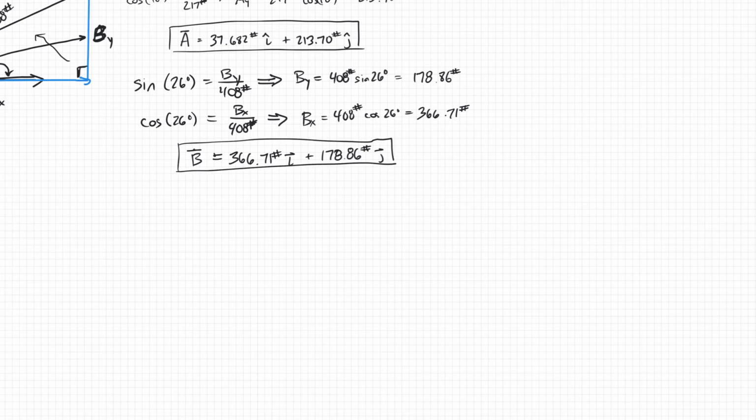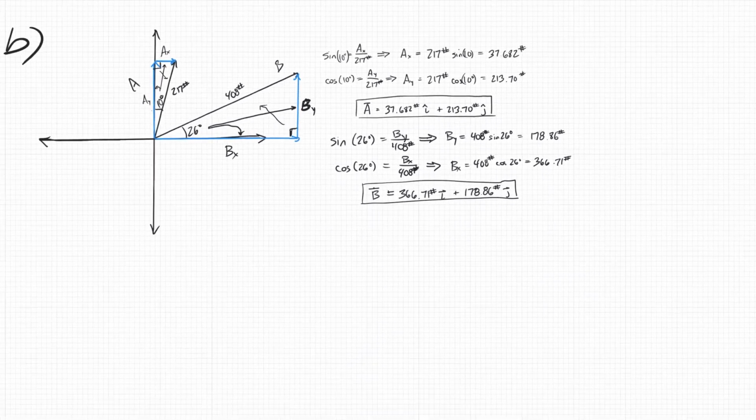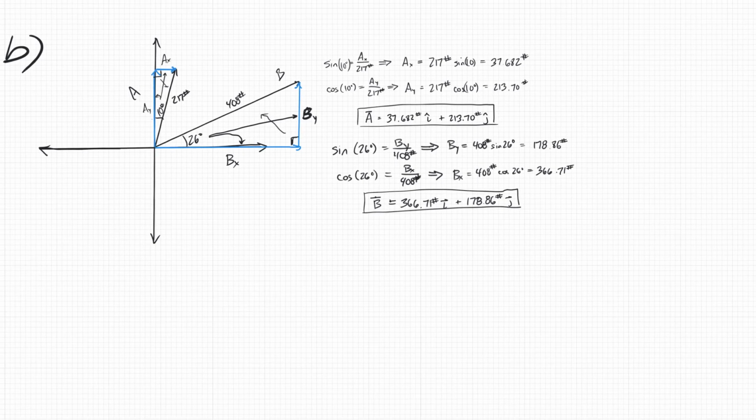Okay. Now let's see if that makes any sense to us. Notice B is much bigger in the X direction than the Y direction. Based on this small angle, I'd say BX is much bigger than the Y direction. And A is much, much bigger in the Y direction than it is in the X direction. And that also makes sense.